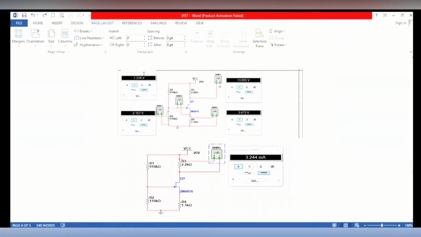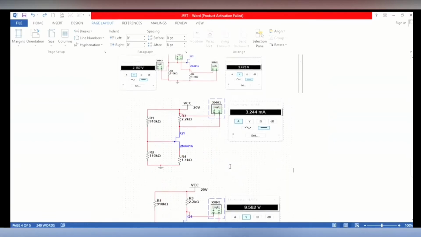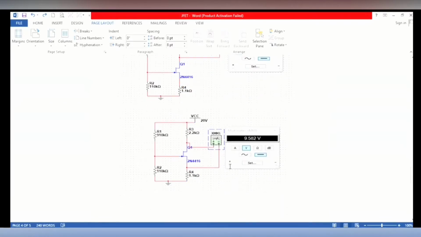So now we take a look at the simulation value for the circuit. Now for VD, I got 13.055 volt, VS 3.473 volt, VGS negative 1.316 volt, and VG 2.157 volt. And for IDQ, I got 3.22 milliampere. Last but not least, I got 9.582 volt for VDS based on the simulation system by using Multisim.